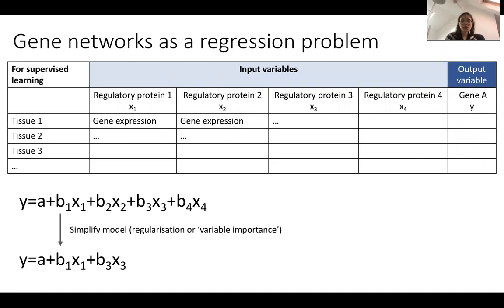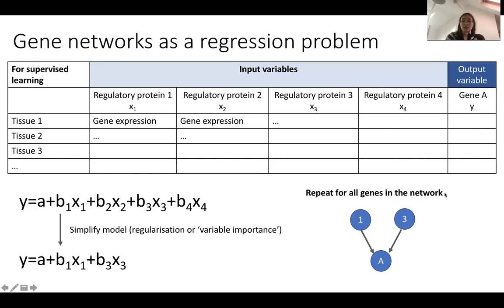Using regularization, you can simplify the model to include fewer input variables. If you use a different technique like random forest, you can also filter out certain input variables using the variable importance metric. Finally, you can describe this simplified model in a network format. In this example, the final model only includes x1 and x3. So these can be represented as circles, and they can point towards A, which is the gene that we were trying to predict. So in the end, we get a little subnetwork.